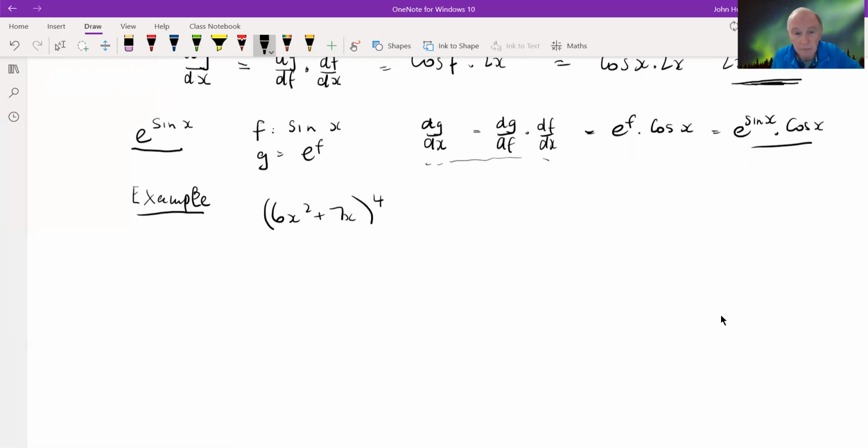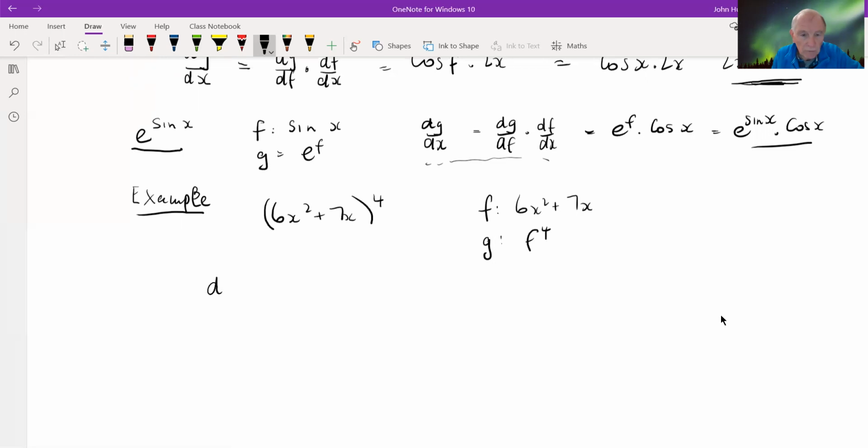We could do an expansion of this where we get to some term to the power of 8 at the left hand end, and then decreasing powers, and then we could just apply the power rule and do the whole thing together. Probably slightly easier actually to use the chain rule. So let's have a look. Well, we've got this thing on the inside, so this is telling me that our f is 6x squared plus 7x, and therefore what is g? g is f to the power of 4.